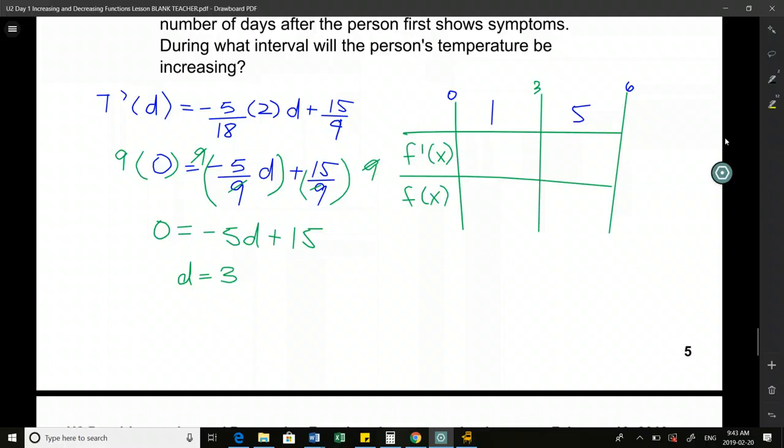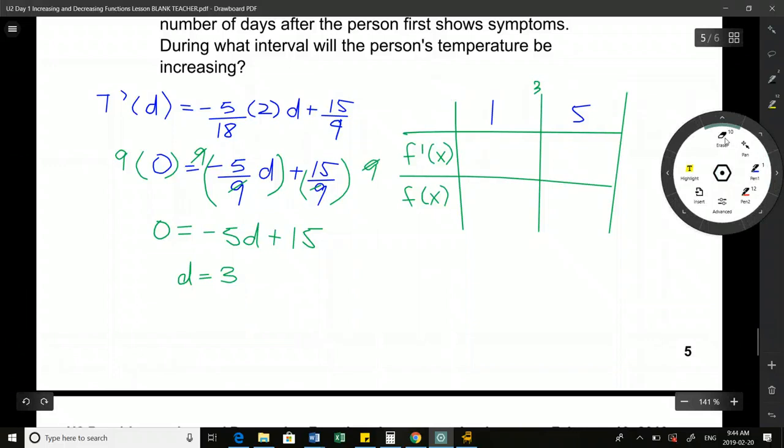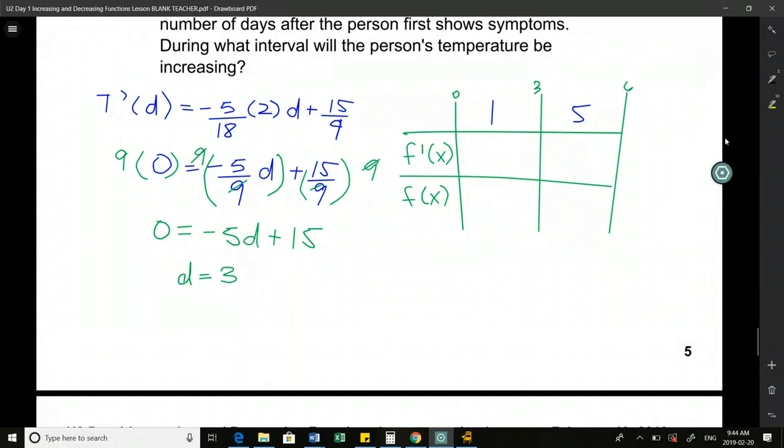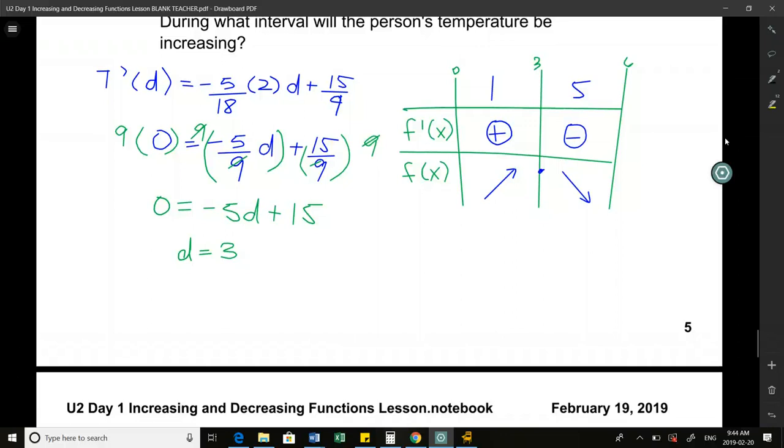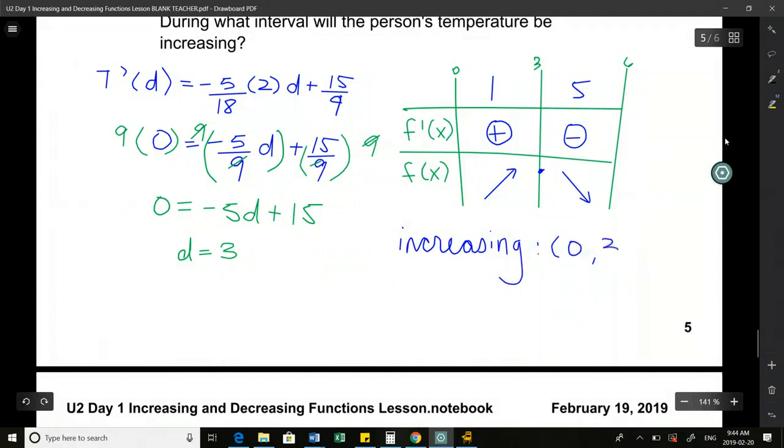Good. Okay, so you guys are going to sub into your original derivative here and see what we get, negative versus positive, for each of these test values, so 1 and 5. So what do we get when we sub in 1 to the derivative? Positive? You sure? Okay. And then when we sub in 5, we get negative. Okay, so when is the temperature of the person increasing? From day 0 to 3, right? So increasing over the interval 0 to 3. So between the initial observation and day 3 is what we would say.